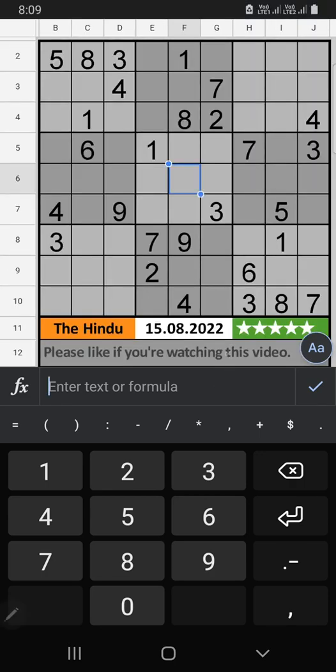Welcome to SkVm Sudoku. I am going to solve the Hindi newspaper Sudoku puzzle on August 15, 2022, 5-star Sudoku. Column I, second row and fourth row, we have pair numbers 1 and 8. So 1 and 8 can't come in these cells. It will come in another 2 cells. We will confirm later.